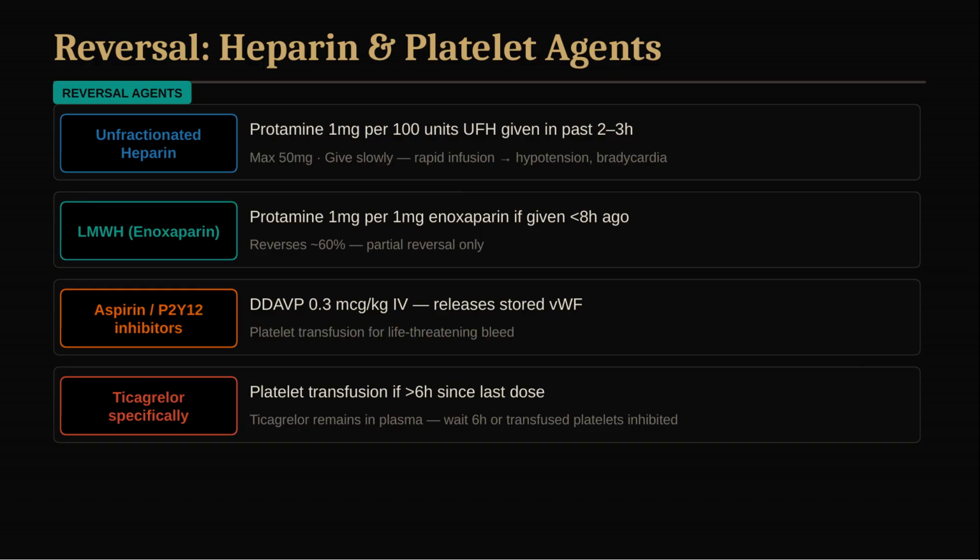For platelet dysfunction from aspirin or P2Y12 inhibitors, DDAVP 0.3 micrograms per kilogram releases stored von Willebrand factor and helps platelet adhesion. Platelet transfusion is for active life-threatening bleeding on antiplatelet agents. But wait 6 hours after ticagrelor if possible, since ticagrelor remains in plasma and will inhibit transfused platelets.